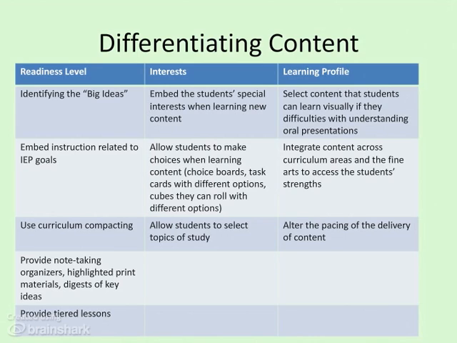It's also important to alter the pacing of the delivery of the content, and for some students that means you pace the lessons quicker than what would be typical, or you slow down the pacing of the lessons, depending on the students' learning profiles. Keep in mind that these are all examples and are not an exhaustive list of ways that you could differentiate content, but it does provide you a starting place of things to think about when you are thinking about how and why you should differentiate content.